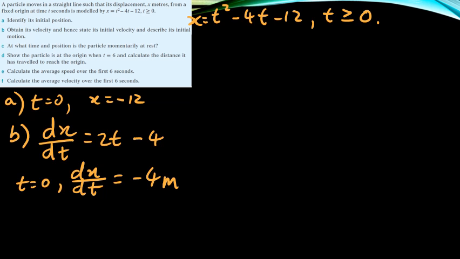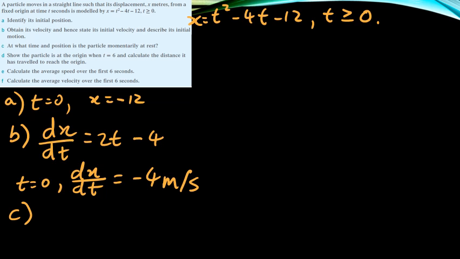And describe, oh, wrong notation. We're not doing physics. Hence state its initial velocity and describe its initial motion. So if it's got -4 meters per second, is it going forwards or backwards? Is it moving in a negative or positive direction? Negative, because that says negative. Okay? You just check what it is. Anyway, I won't write that bit down.